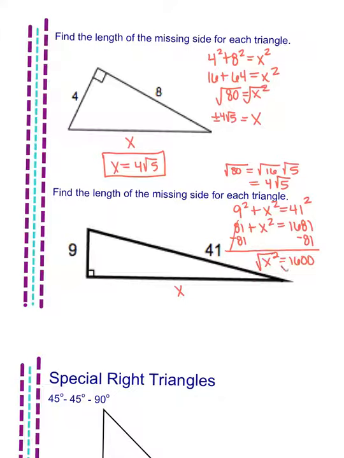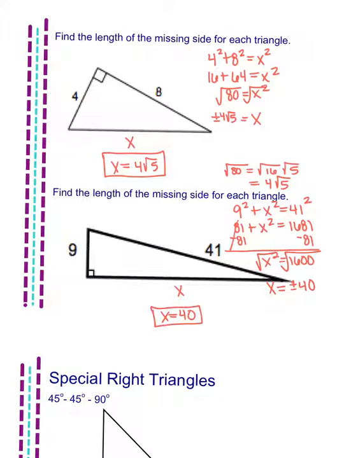When I take the square root of both sides, you end up with 40, plus or minus again. But of course, I can't have a negative side length, so this side is going to be 40.